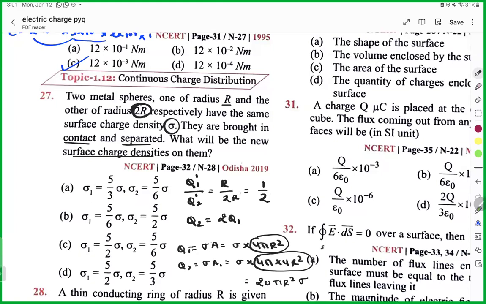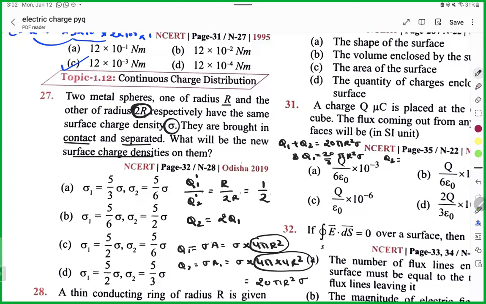If Q2 is double of Q1, can we say their addition Q1 plus Q2 will be equal to 20 pi r square sigma? Q2 value is 2Q1, so it will be 3Q1, and the 3 will go to this side: Q1 is 20 by 3 pi r square sigma. Correct? Same way you can calculate Q2 and you will get the answer.